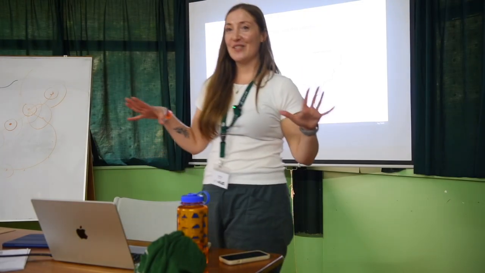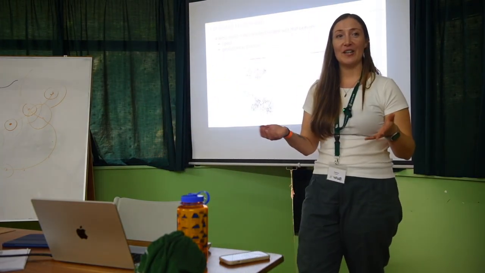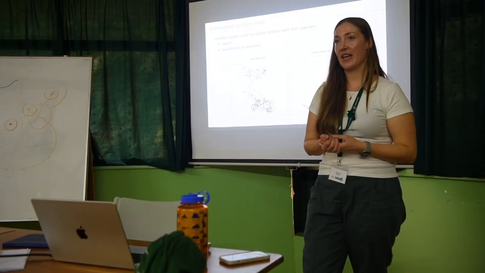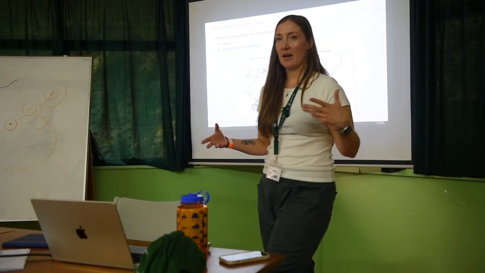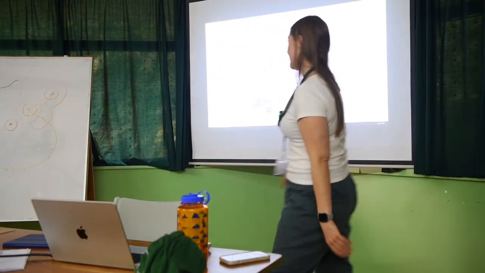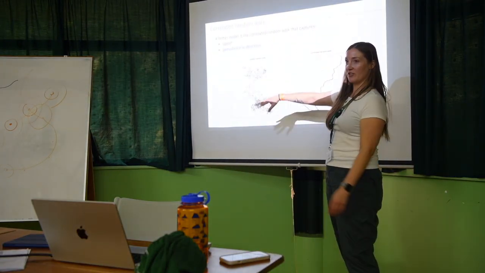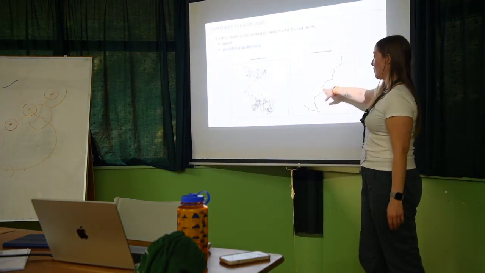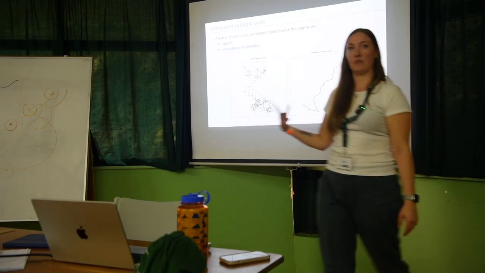And as was kind of discussed this morning, that isn't a very realistic model of animal movement, and so a better model is going to be a correlated random walk. And so that's going to capture both the speed and the directional persistence of the animal. So this is an example of a realization of a random walk. It's just kind of scattered all over the place, whereas this is a correlated random walk, which looks like a more realistic animal trajectory.